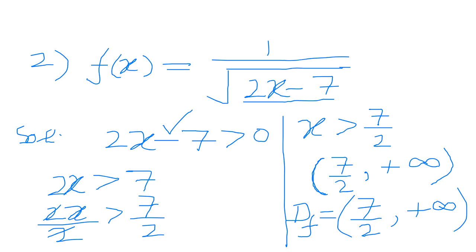Now look at another question. If there is a square root, then always use this rule: the expression must be greater than or equal to 0 all the time. If the root is in the numerator, then it is greater than or equal to 0. Last lecture I explained.